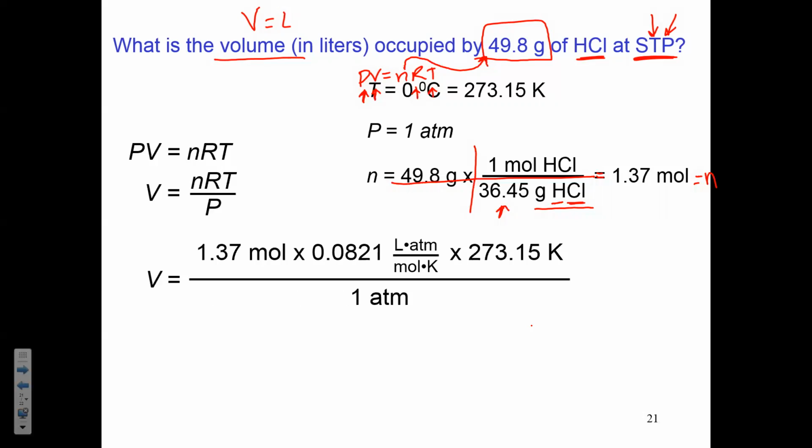Then I can just plug everything in. If done right, once you plug everything in, here's my n, here's my R, here's my T, here's my P, you can see that we'll start crossing out all of the units. And the unit that we're left with should be the one that we're solving for. So my answer then is 30.7 liters.